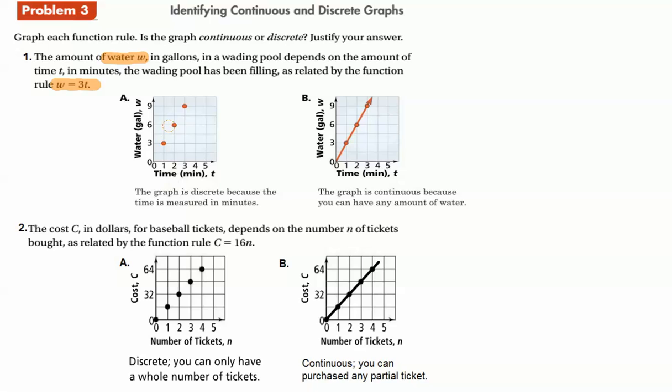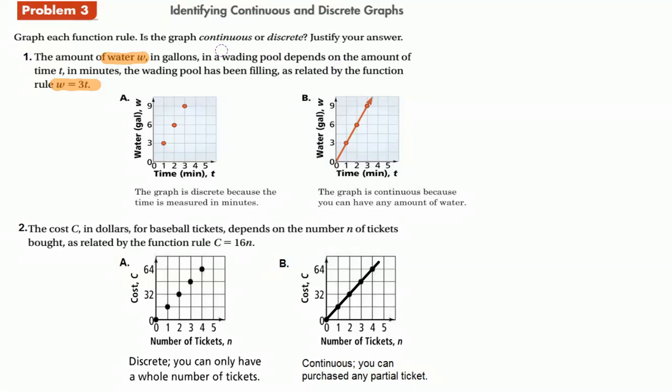For A, you have a discrete function, so there are gaps in between these points. Now, the graph is discrete because the time is measured in minutes. So what they're telling you here on this first example is that this would be selected if you're looking at jumping every minute. Okay? Now, on the second example, B, you see the same points, but now you have a continuous line. And the graph is continuous because you can have any amount of water. So the question is, which of the two do you choose? Do you choose A, being discrete, or do you choose B, being continuous?